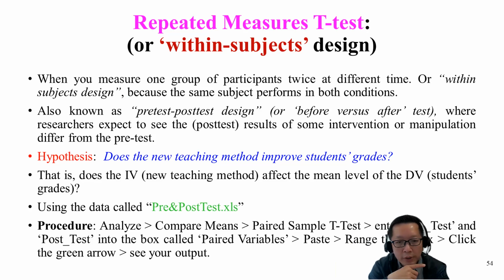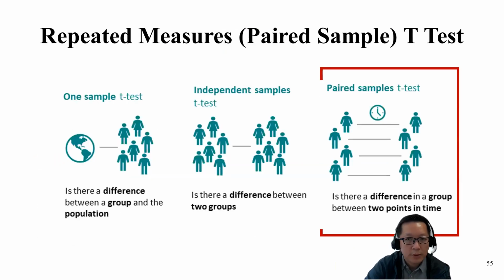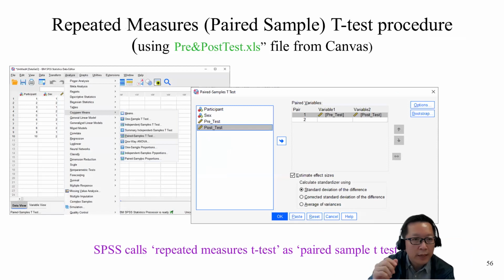I've created a data file called pre and post test in an Excel file. You follow that: Analyze, Compare Means, Paired-Samples t-test, and you enter the variables called pre and post test and paste them in and get the results. In a paired-samples t-test, you want to see whether there's a difference in the same group at two different times. So that's what I mentioned. Once you have entered Analyze, Compare Means, Paired-Samples t-test, you enter post test and pre-test into Pair 1.